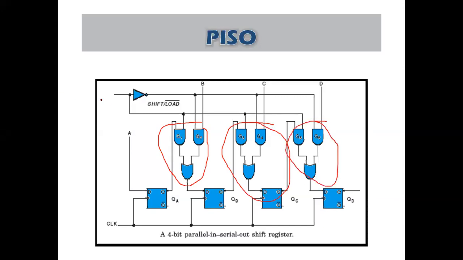So if you apply 0 here, the 0 will be inverted and it will become 1 here. So the 1 will be available at one input of the AND gate. Because of this, these AND gates, that is G2, G4, and then G6, will be enabled. So whatever I give at my input side will pass here. What I give here will pass here. What I give here will pass here. Got it? So this is parallel loading.